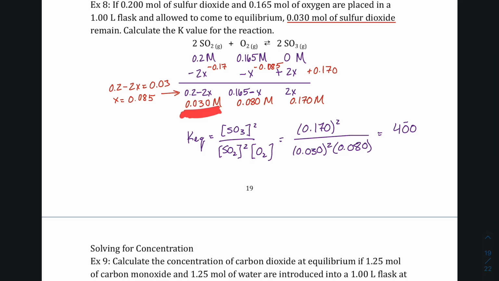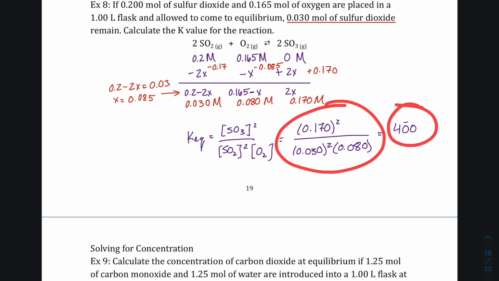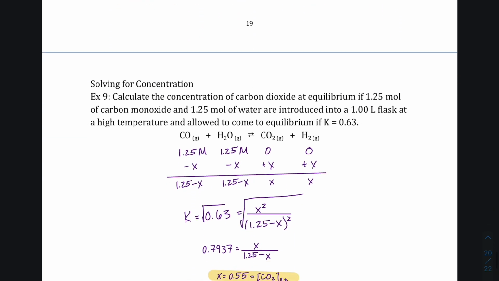So I want to solve for X because I need to plug that in over here. So what I'm going to do is I'm going to say my equilibrium concentration, 0.2 minus 2X, is going to be equal to 0.03, which means X has to equal 0.085. I can then use that to find the equilibrium concentrations of oxygen and SO3. I'll then plug them all in, end up with my value.